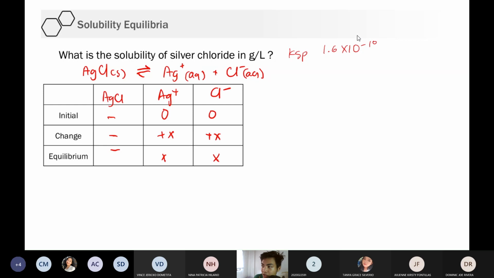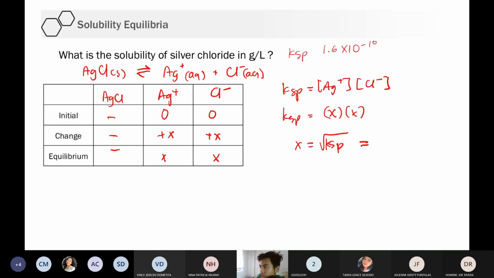Okay, so from this, let's plug it into our KSP expression. KSP for this equation is Ag plus times Cl minus. And we know that at equilibrium, the concentration of Ag and the Cl minus is X. So we plug it here. So we solve for the X value, that is just the square root of KSP. And that's equal to, kakalkulahin ko na. That's equal to 1.26 times 10 raised to negative 5. So this is the X value and it corresponds to the concentration of silver in equilibrium, and at the same time it also corresponds to the concentration of chloride in equilibrium.